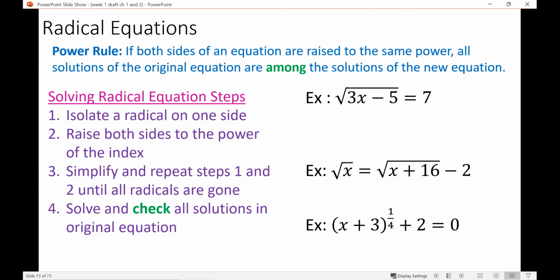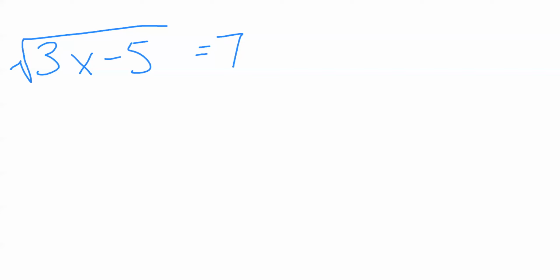So we'll start with our first example. The square root of 3x minus 5 is equal to 7. And let me open up my whiteboard. So we've got the square root of 3x minus 5 equals 7. The radical is already isolated on the left-hand side, so we can go into squaring both sides.